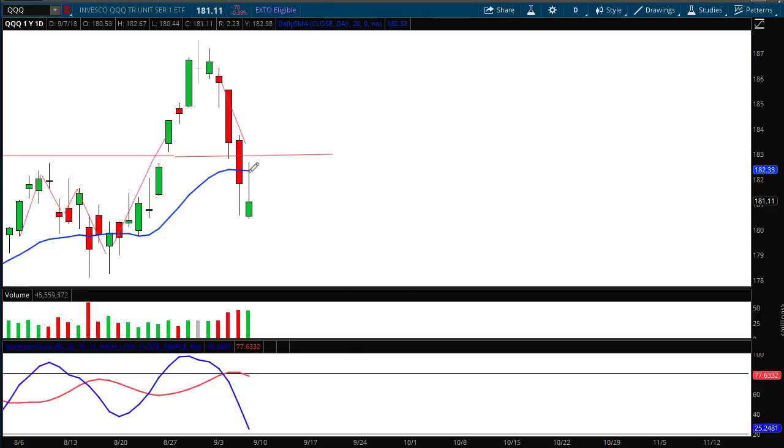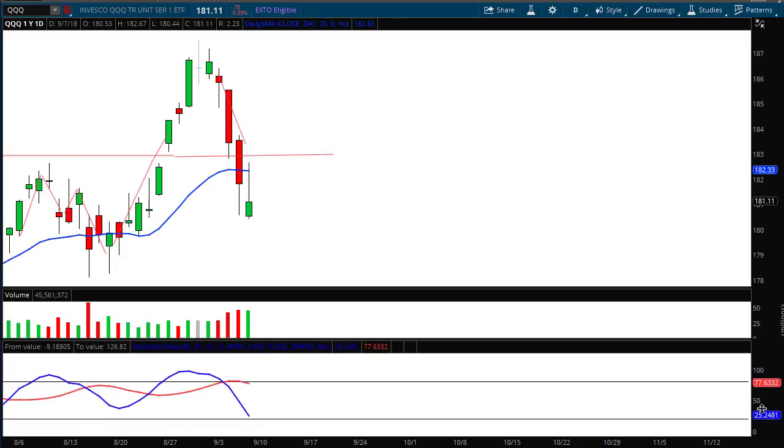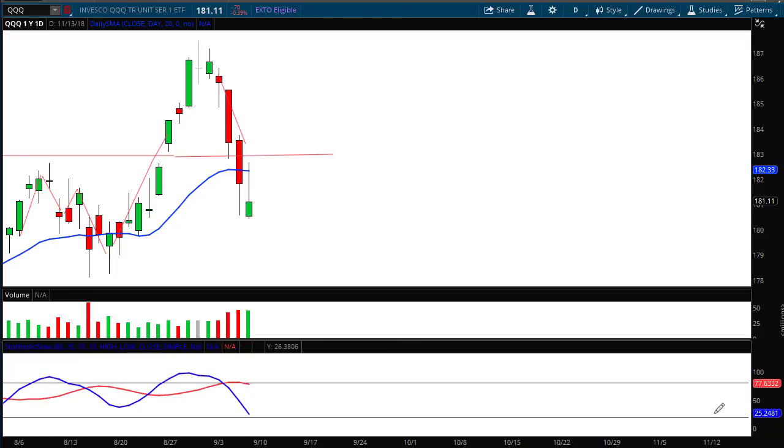We had more supply than demand. But now look, you could see that this is a green candle, and the stochastics down here is very, very close to being oversold. Remember, below 20 is oversold. So I believe that the Qs are going to rally just like the S&P.